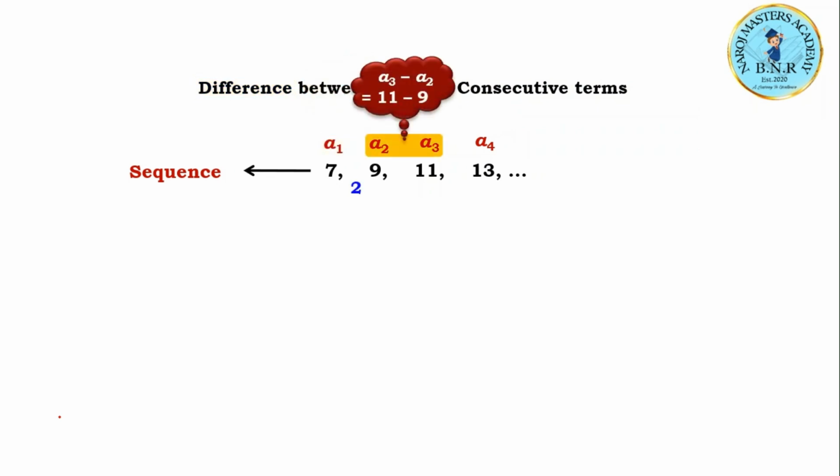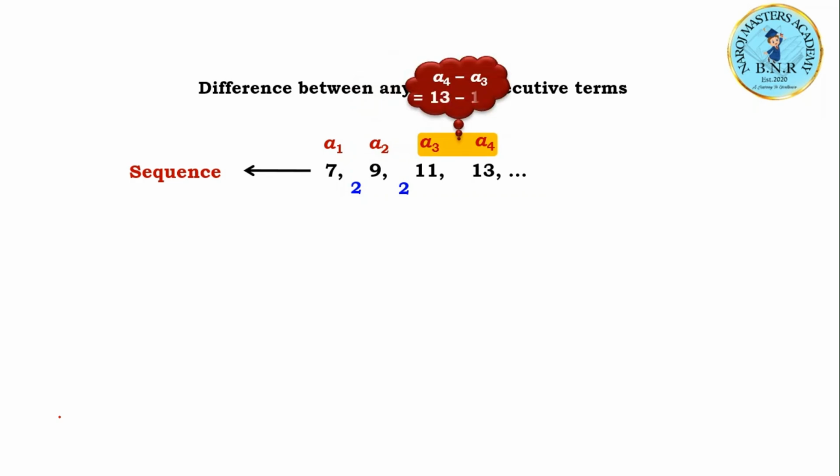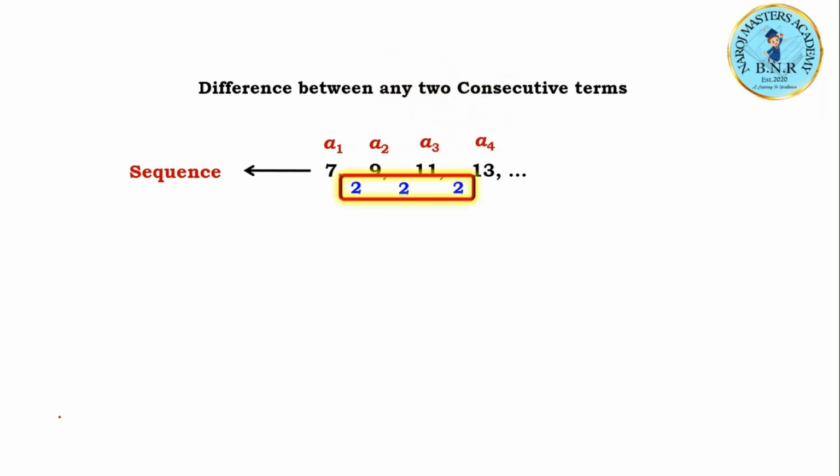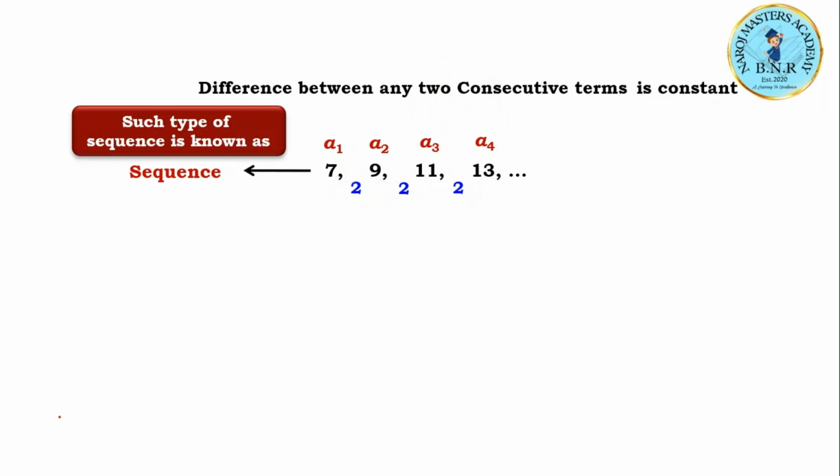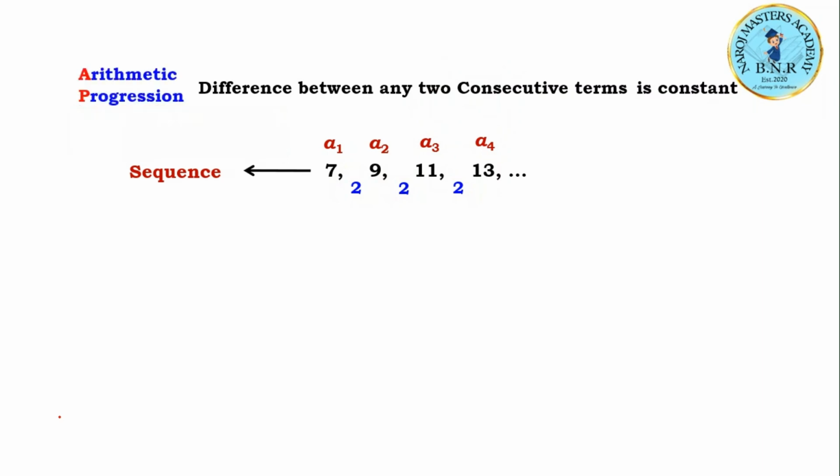The value is 11 minus 9 equal to 2. Next, the difference is A4 minus A3. The value is 13 minus 11 equal to 2. So here we have seen that the common difference is constant. Is it right? The difference between any two consecutive terms is constant. Such types of sequences are known as arithmetic progression.